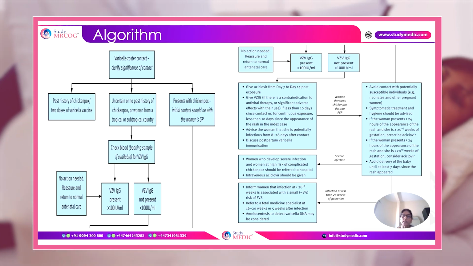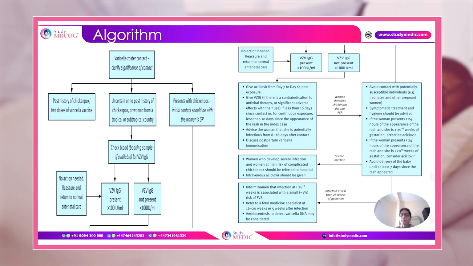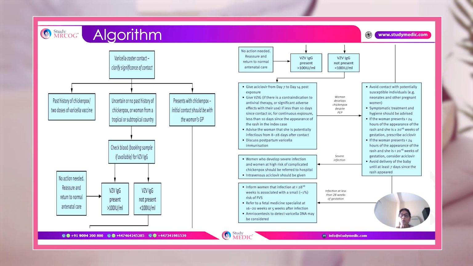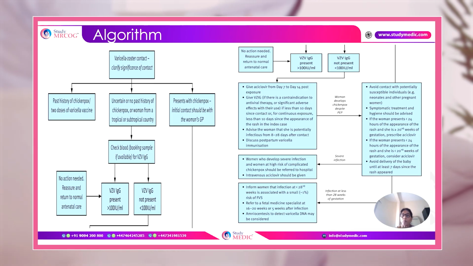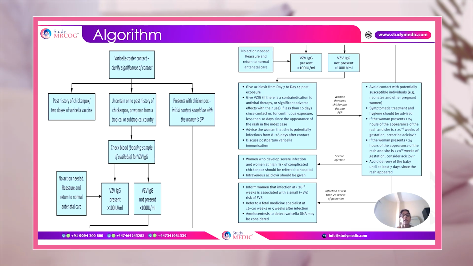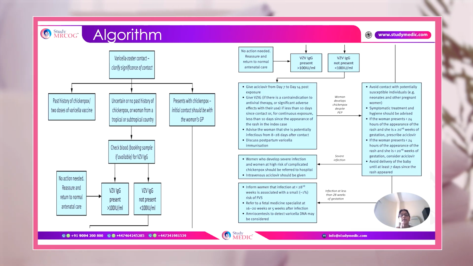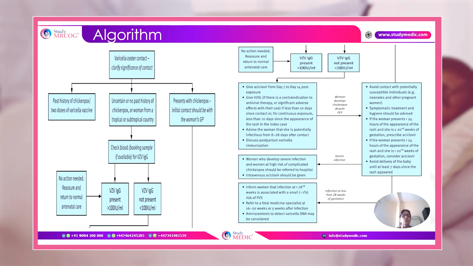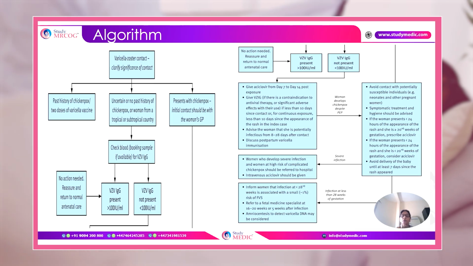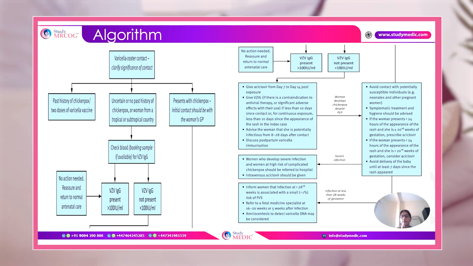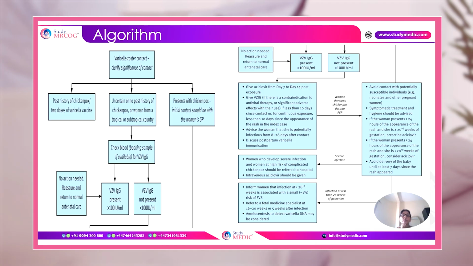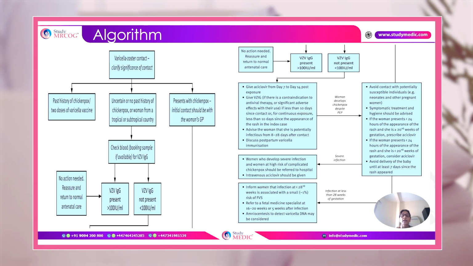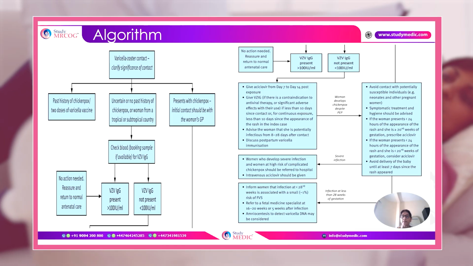The important change that has been made here is that previously any woman who has been exposed to someone having chickenpox, and she herself has not had chickenpox as a child, or has not been vaccinated, or on investigation has been shown not to have antibodies to chickenpox, we were giving immunoglobulins. The change is that instead of immunoglobulins, they have started giving acyclovir as post-exposure prophylaxis.